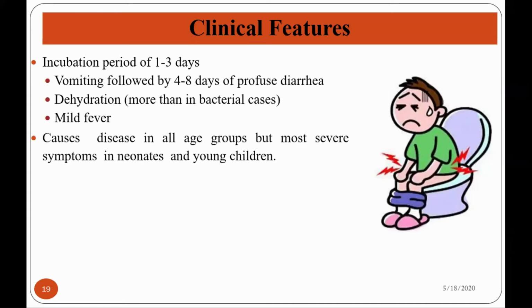Rotaviruses are responsible for causing gastroenteritis in all age groups, but the most severe symptoms can be seen in neonates and young children, which is caused by rotavirus type A only. There are 6 types of rotaviruses, but the most potent are rotaviruses A, B, and C, and only rotavirus types A and C are responsible for causing viral gastroenteritis in neonates and young children. So here I'm talking about rotavirus types A and C.